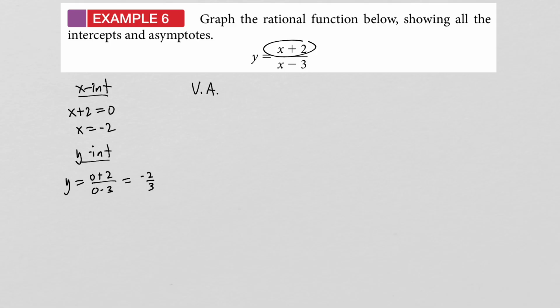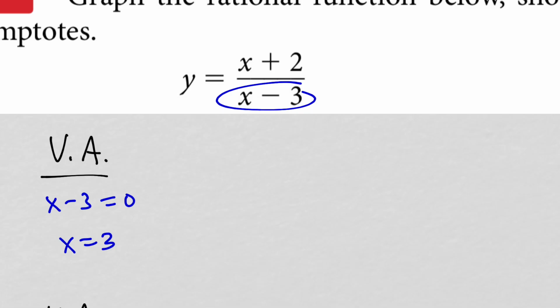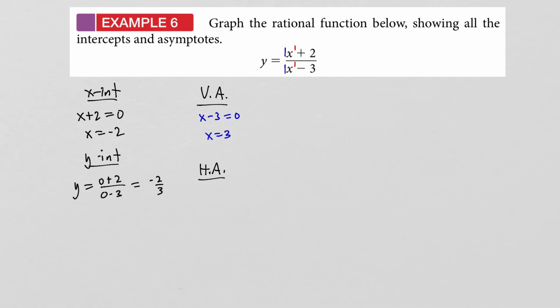To get the vertical asymptote, remember that happens when you take the denominator and you set it equal to 0, and that gives us x equals 3. And for the horizontal asymptote, we have to look at the powers of each of those polynomials. And you can see that the power of the numerator is 1, the power of the denominator is 1, and each of those leading coefficients is also 1. So this is very much like the last problem. The horizontal asymptote is y equals 1 divided by 1, which is 1.